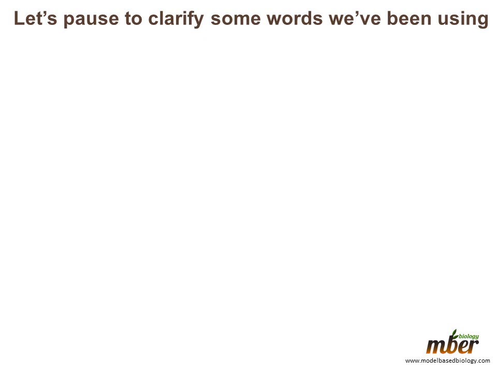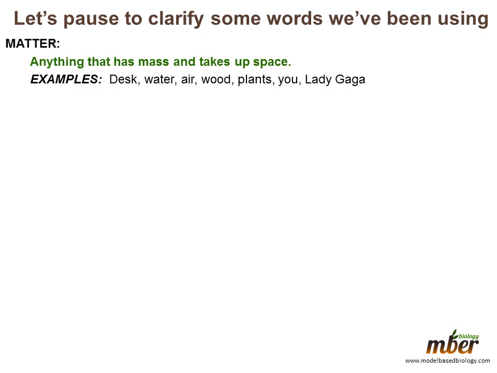So let's just take a moment to clarify some words that we have been using. Okay, first off, matter. So you've already written about matter. I think the majority of you know what matter is. What would you say? What's your definition of matter? If you have anything that has mass and takes up space, give yourself an A+. Examples of that would be the desk, water, air, wood, plants, you, Lady Gaga.